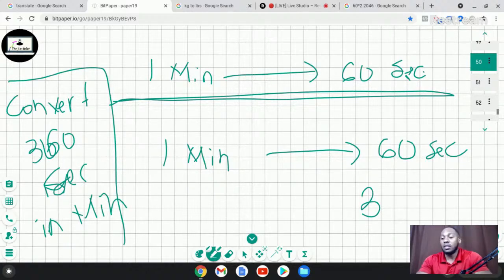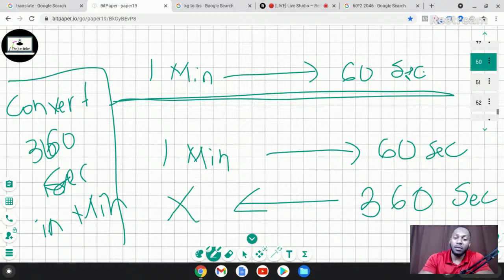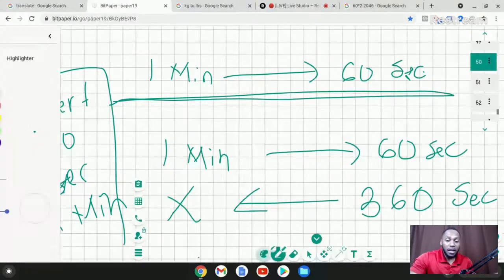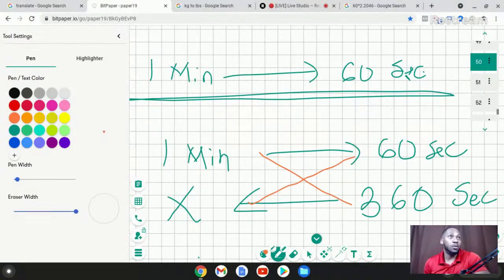So they give us 360 seconds, and they ask us to convert that into minutes. For 360 seconds, I will have x. Same thing that I did earlier, I'm going to cross multiply. I'm going to change color so you understand what I'm doing. I multiply the x by 60 seconds, and I also multiply the 1 minute by 360 seconds.